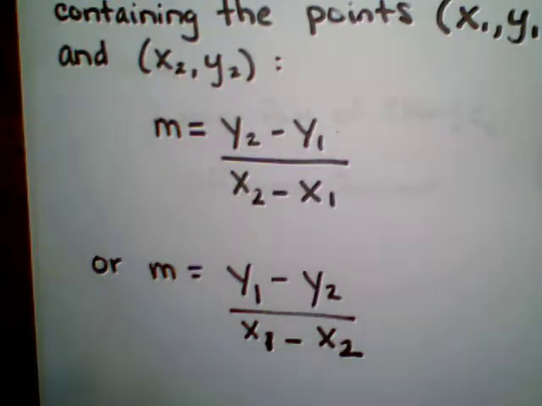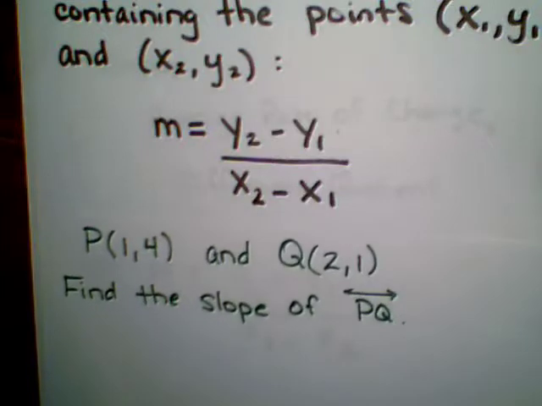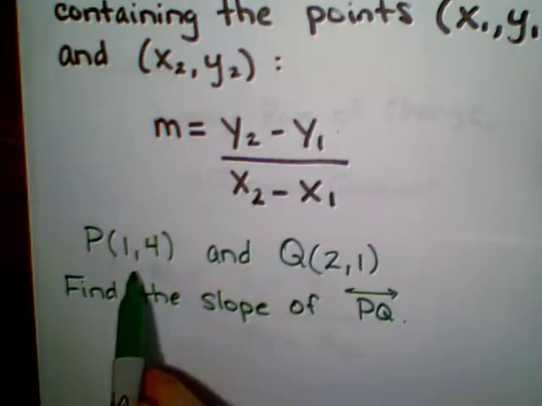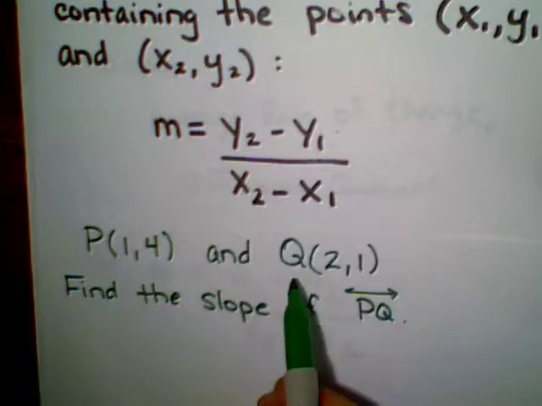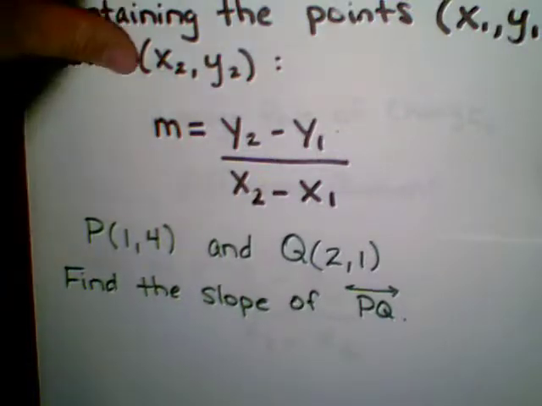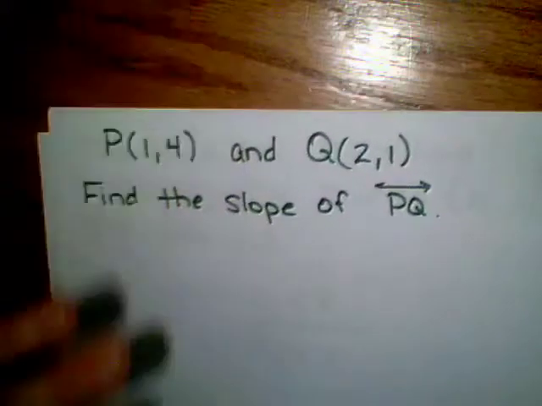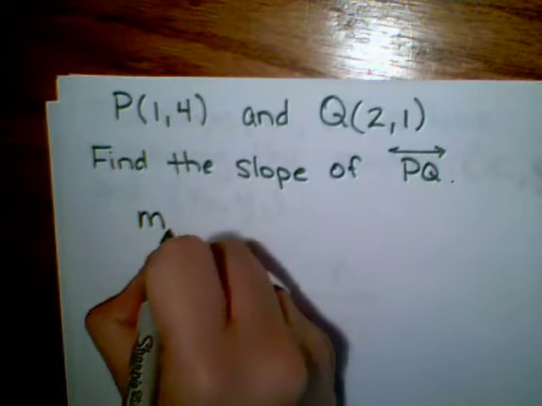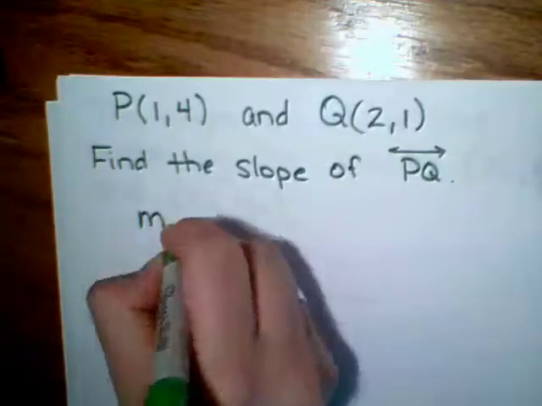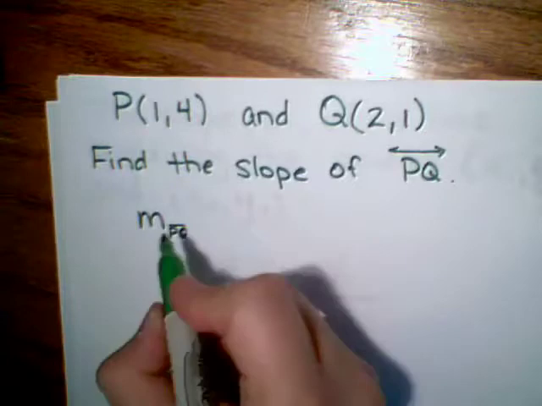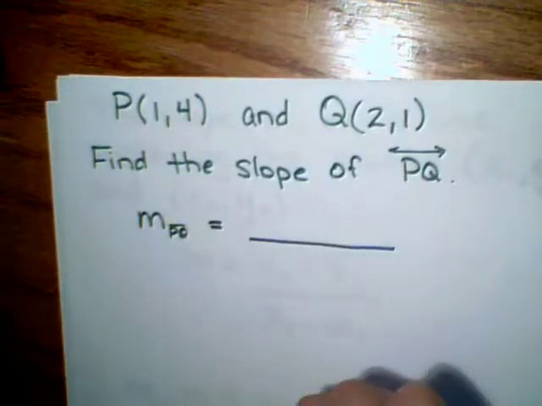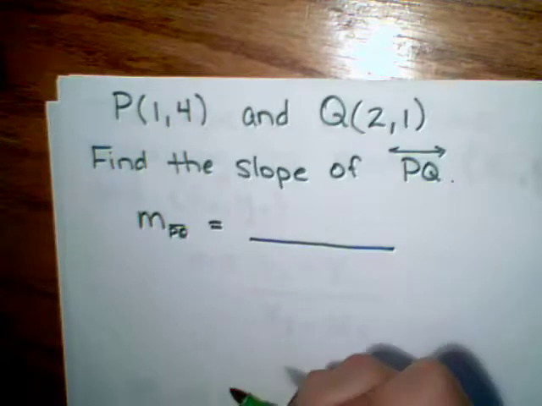So to practice using the formula for slope, let's look at this problem. Let's find the slope of line PQ if point P is (1, 4) and the ordered pair Q is (2, 1). So the slope of this line, and we might want to put a subscript PQ, this would be the segment PQ, is going to be a ratio: change in y values over change in x values.